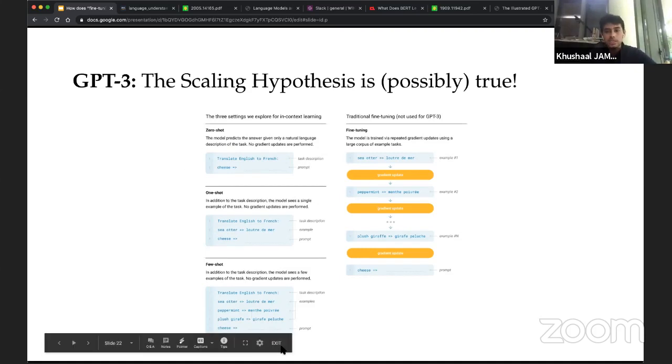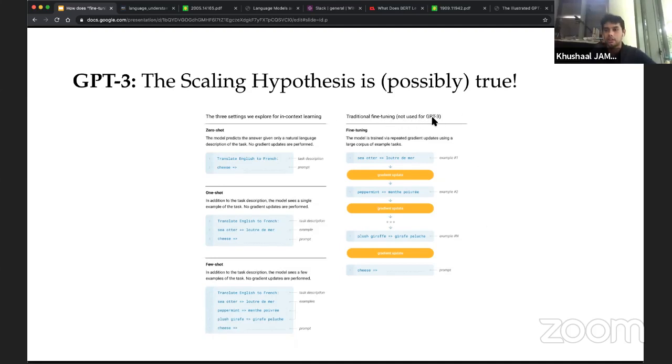You can contrast this pretty sharply with traditional fine-tuning, which, as they note here quite clearly, is not used for GPT-3. Just like GPT-2, there are no weight updates occurring at all. So all learning is quote-unquote in-context learning. Now, I just want to quickly note something for zero shot.